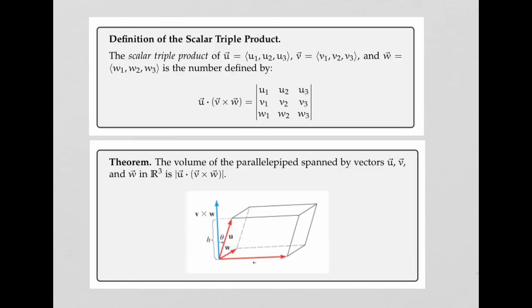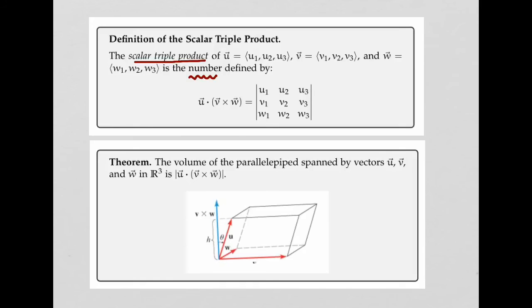Finally, let's talk about the scalar triple product of three vectors. The scalar triple product of vectors u with components u1, u2, u3, v with components v1, v2, v3, and w with components w1, w2, w3 is the number defined by the 3 by 3 determinant, whose first row is u1, u2, u3, second row v1, v2, v3, and third row w1, w2, w3.